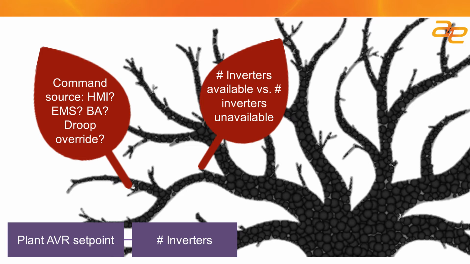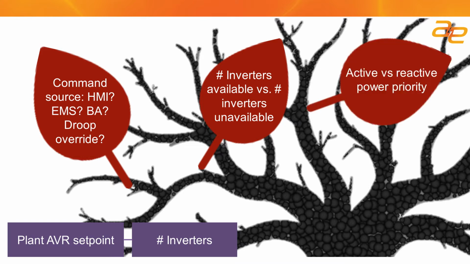We have the same considerations with number of inverters that are available. If we have to make so many MVARs for the site, do we have enough inverters available to produce the MVARs out of the site that are required, or do we need to use static VAR compensation? Are the inverters set up for active power or reactive power priority? In my experience, 100% of the time, the inverters are set for reactive power priority.